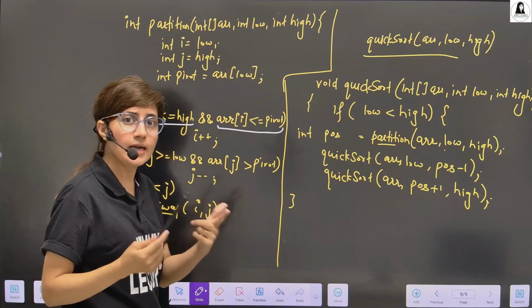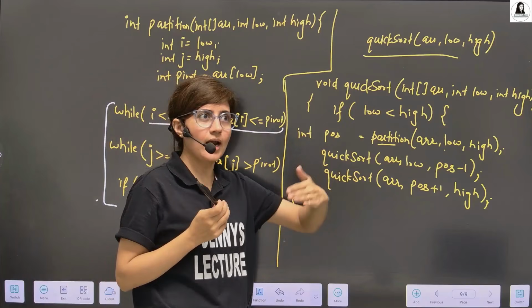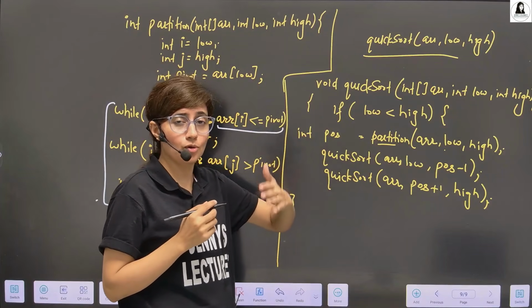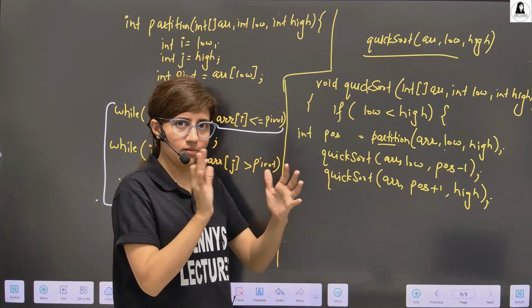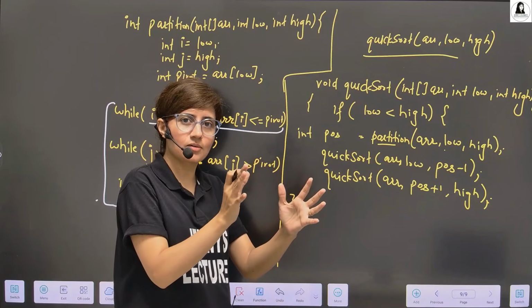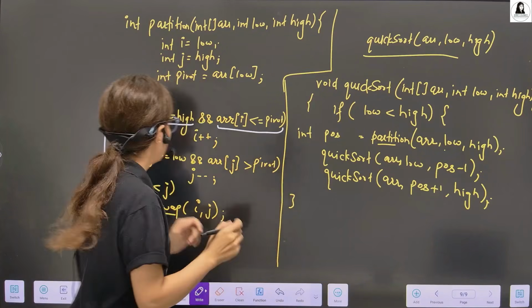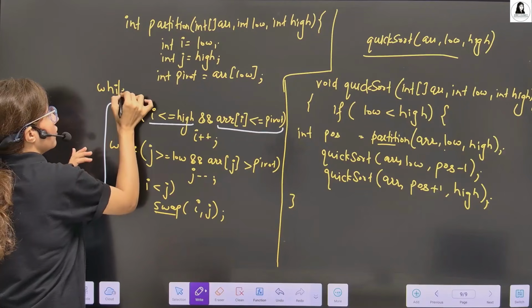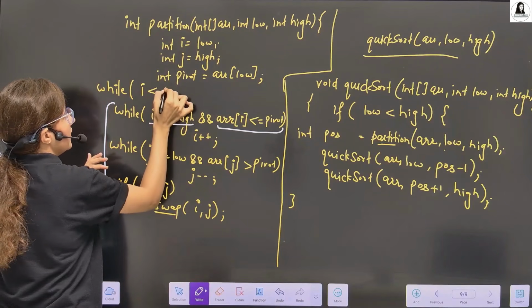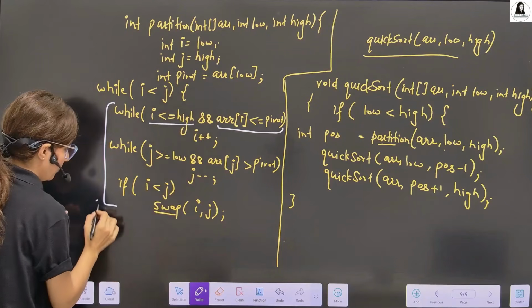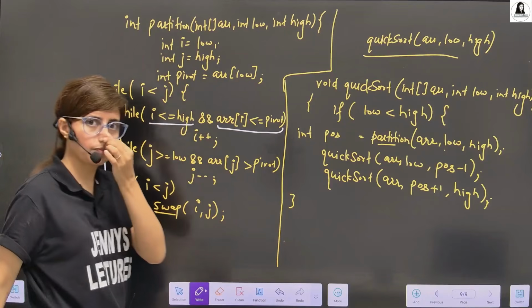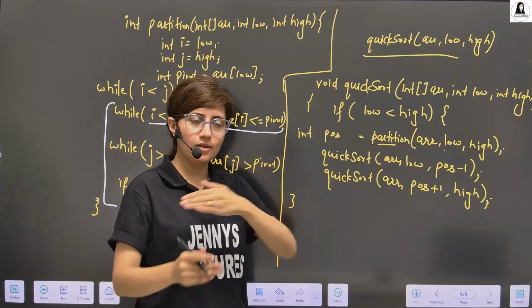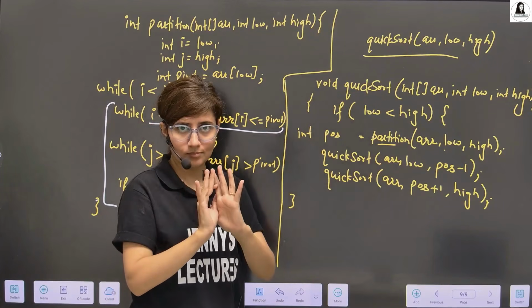Keep repeating until i is less than j, because we are increasing or modifying i and j, not low and high. So you have to keep these three things in a while loop. While my i is less than j, till then I keep repeating these three steps. Once my i crosses j, stop.